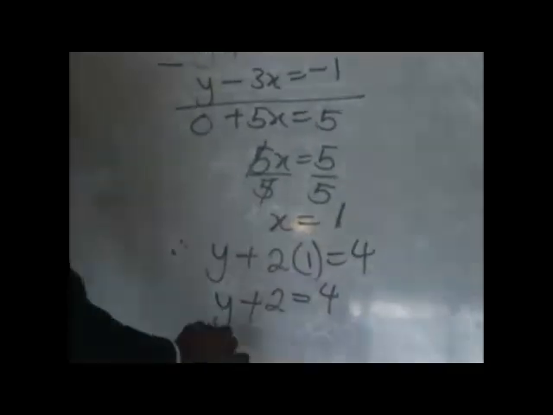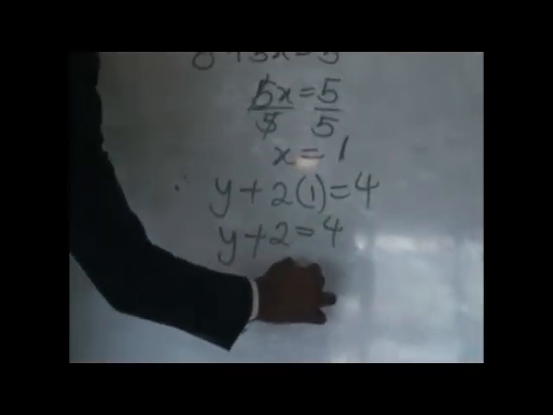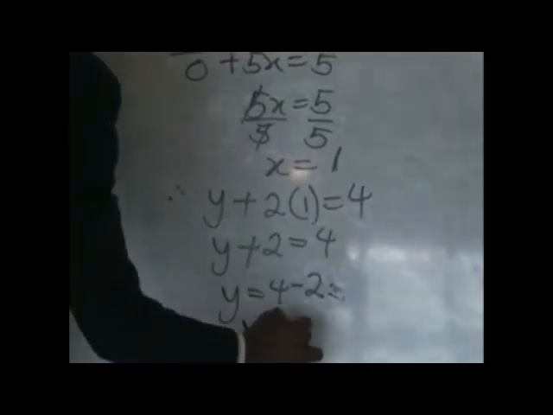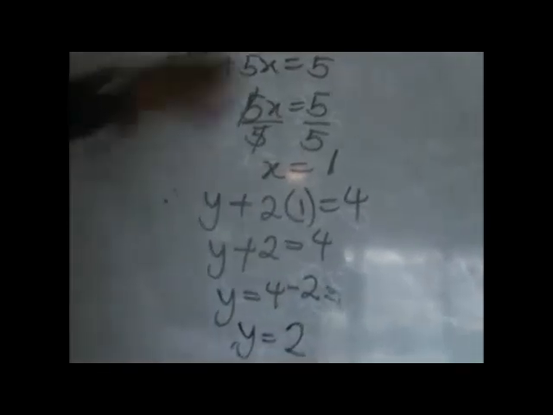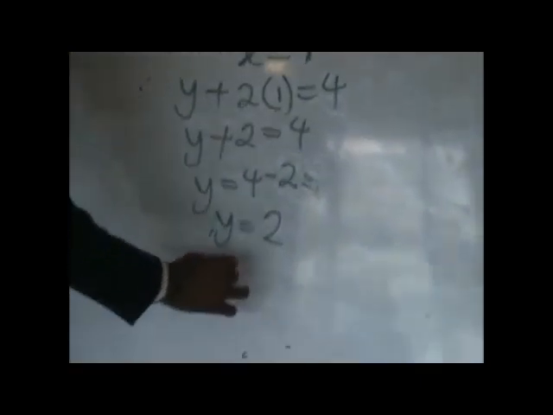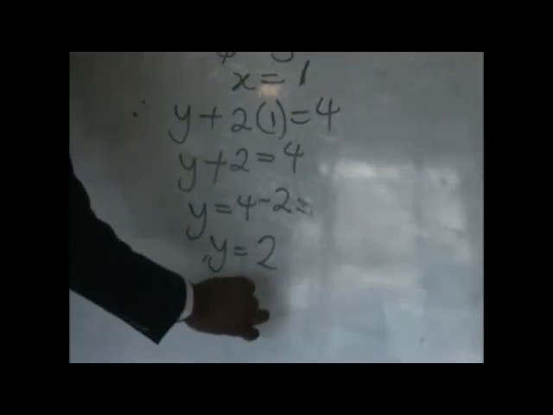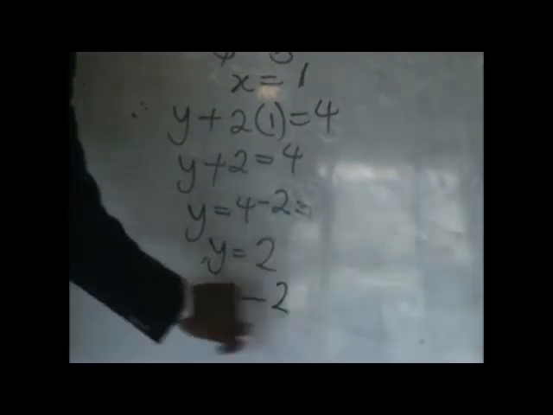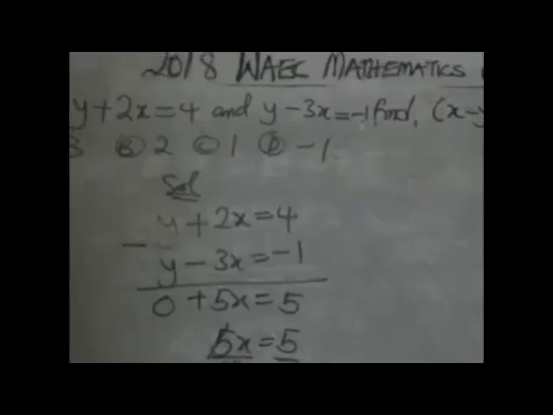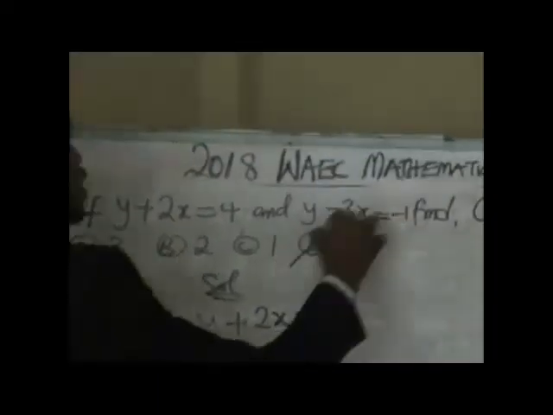Are you following, class? What is left is to collect like terms. This becomes y equal to 4 minus 2. So y equal to what? 2. Now, we are asked to find the value of x minus y. So x minus y is equal to the value of x, which is 1, minus the value of y, which is 2. So 1 minus 2 will give you minus 1. So minus 1 becomes the value of x minus y, and our correct option is option D. Are you following, class?